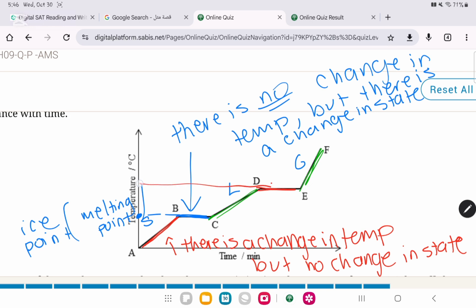And the same thing applies for all of the sloped lines and all of the flat lines. This flat line over here, if you extend it, this point over here is the boiling point, or better known as the steam point.